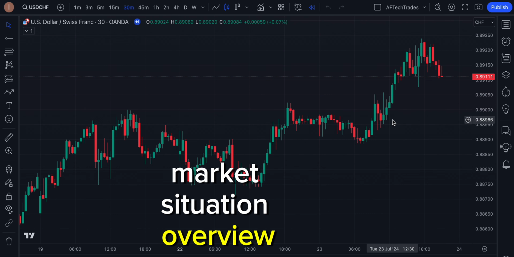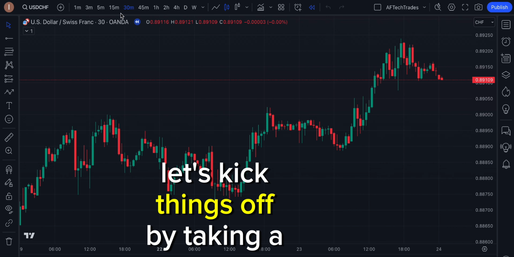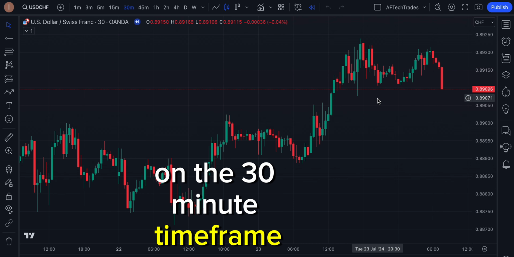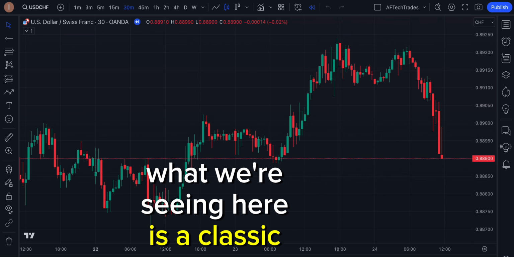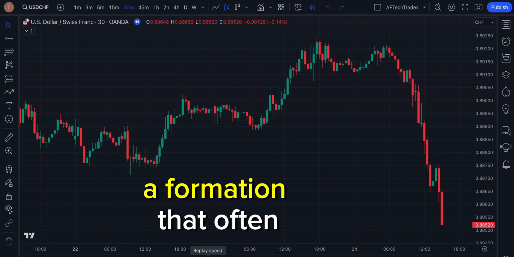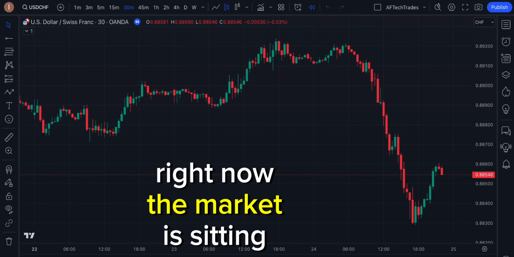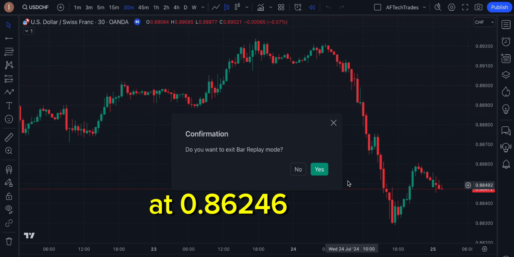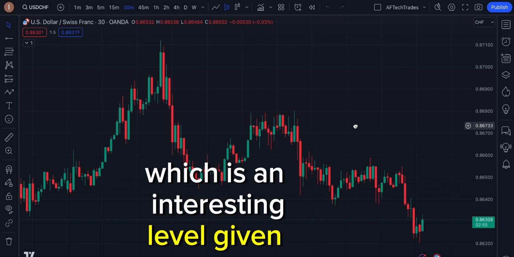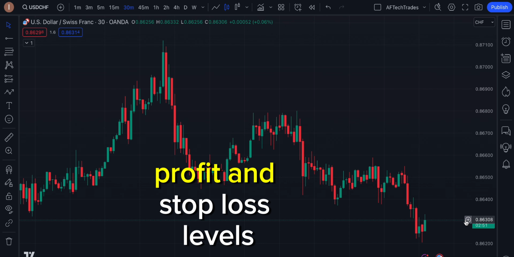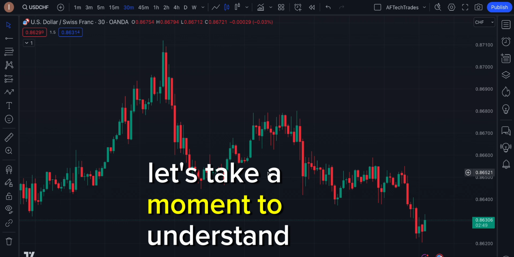Market Situation Overview. Let's kick things off by taking a close look at the US dollar to Swiss franc pair on the 30-minute timeframe. What we're seeing here is a classic triangular pattern, a formation that often precedes significant market moves. Right now, the market is sitting at 0.86246, which is an interesting level given the recent breakout. But before we jump into the take profit and stop loss levels, let's take a moment to understand why this pattern is so important.